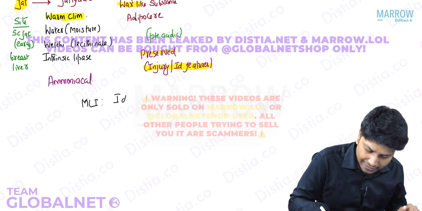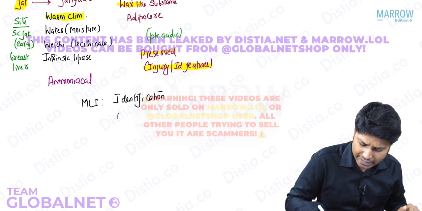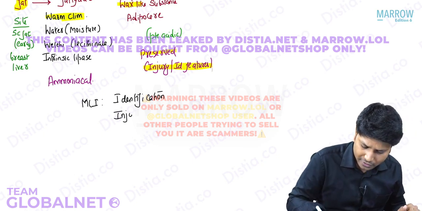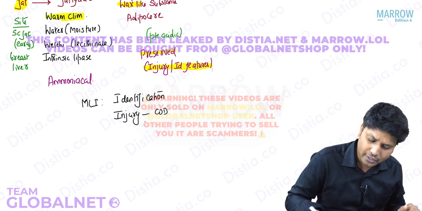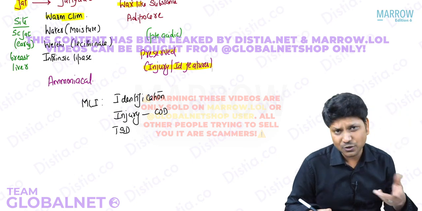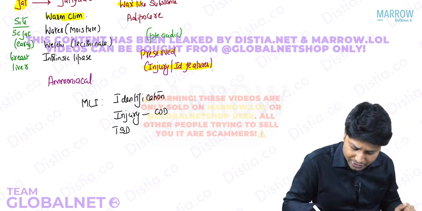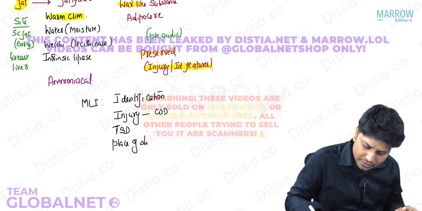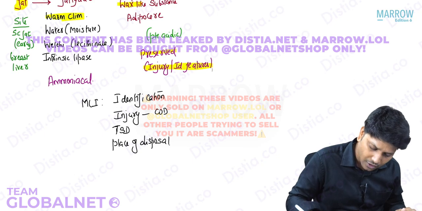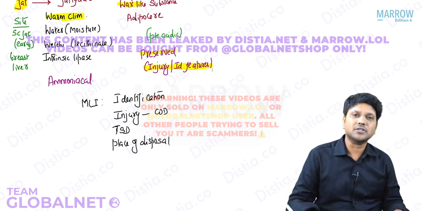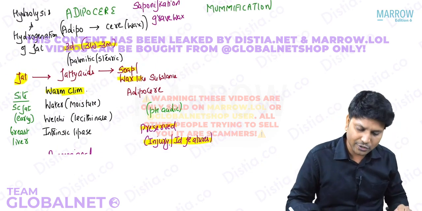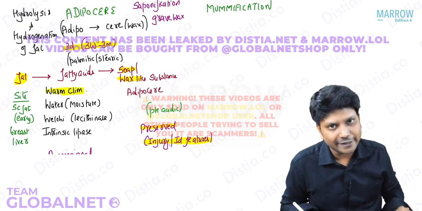You can comment on the identification. You can identify the person. You can comment on the injuries as well, because that is also preserved. You can comment on the cause of death. You can comment on the time since death, because you know how much time it takes for adipocere formation. And you can also comment on the place of disposal. Those are all the medico-legal importance of adipocere. Very, very simple. You just remember this reaction, and you'll be able to find out each and everything in detail.